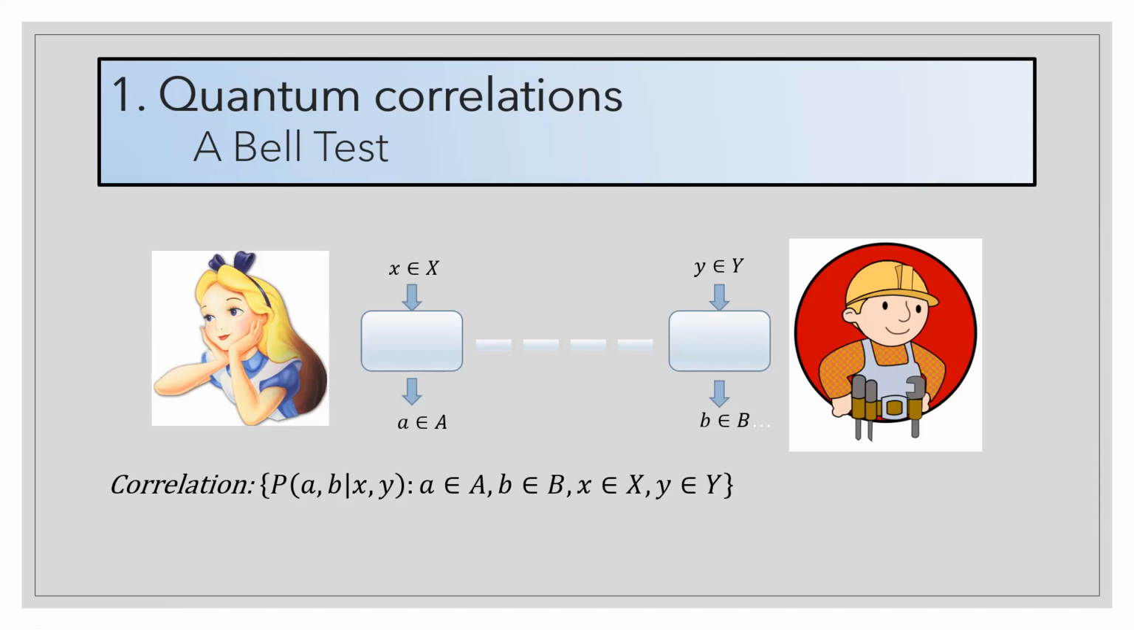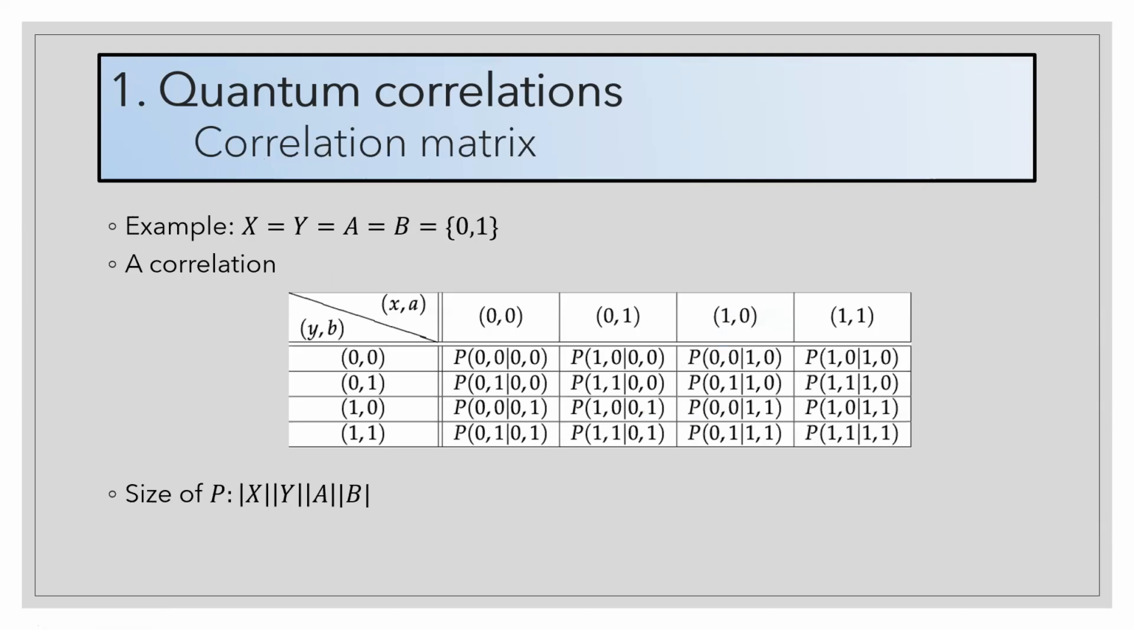So we can view a correlation in a correlation matrix, where the columns and rows are labeled by Alice and Bob's question-answer pairs. In the simplest case, when Alice and Bob's question and answer sets are binary, a correlation is given in this table. To read this table, for example, if Alice's question-answer pair is 1, 0, and Bob's question-answer pair is 0, 1, then in this intersection, you have a probability for Alice and Bob to answer 0, 1 for the question 1, 0. So you can see that in general, the size of a correlation is a product of the sizes of the question and answer size.